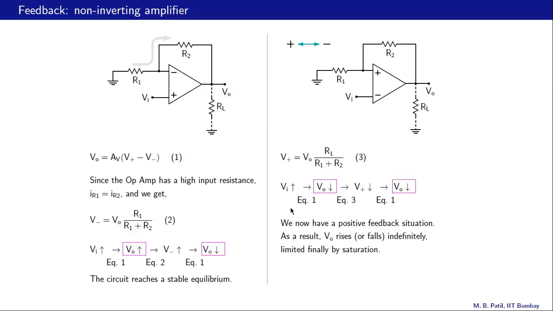So clearly we have a positive feedback situation because these trends are the same. A decrease in VO will cause a further decrease in VO, and as a result VO will rise or fall indefinitely, limited finally by saturation. And this circuit of course cannot be used as an amplifier.